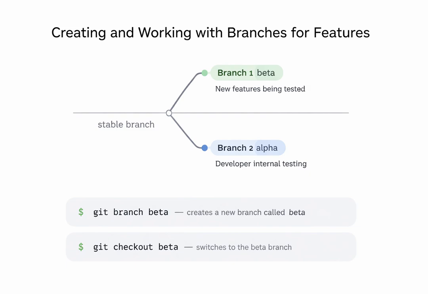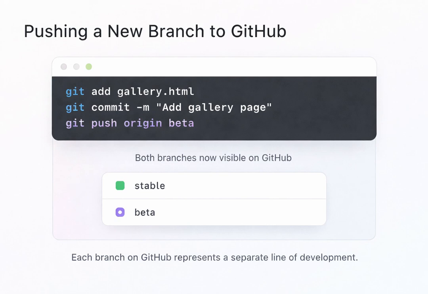Multiple people can work on different features simultaneously, each in their own branch, without interfering with each other or with the production-ready stable code. Once you've done some work on your new branch, say you've added a gallery page to the beta branch, you commit those changes just like normal. Git add, then git commit with a message. Then to push this branch up to GitHub, you run git push origin beta.